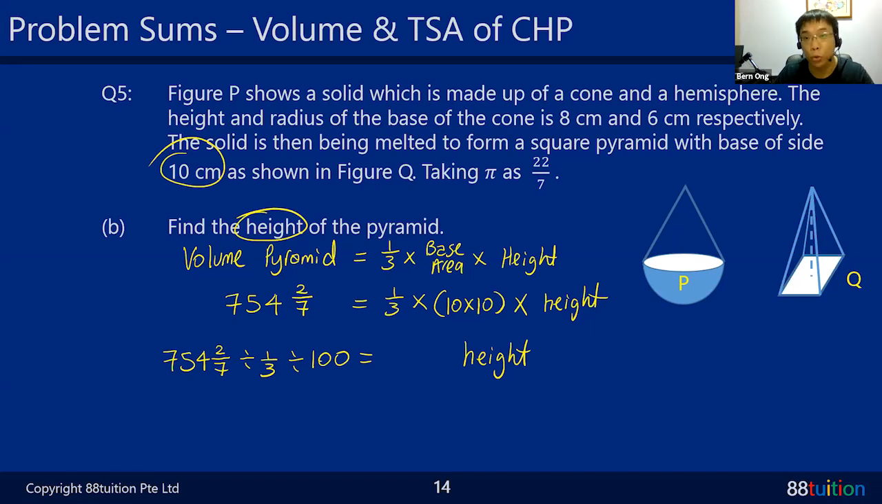22 and 22/35. So the height is given as 22 and 22/35 what? Centimeter. Write it as a fraction if you can. This is once again the exact value. Always have the exact value here. That will be the best.